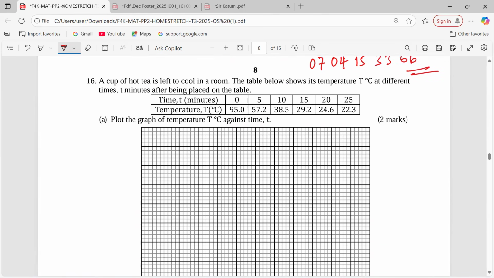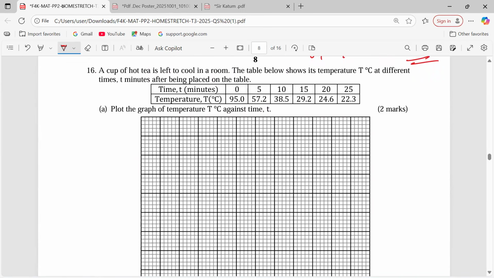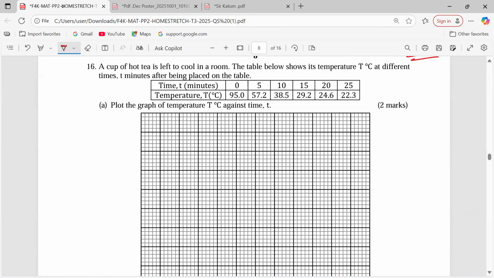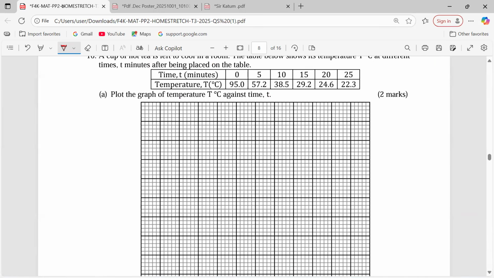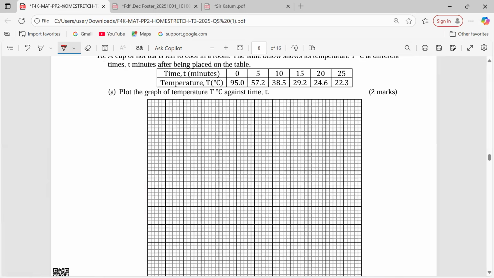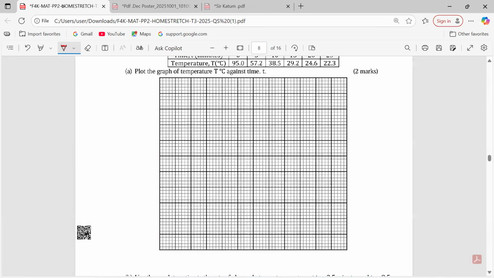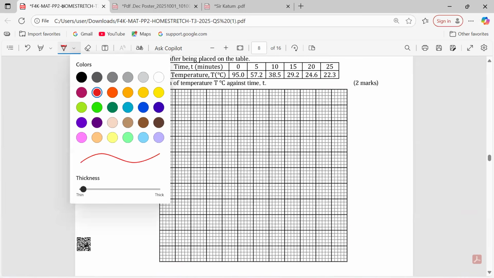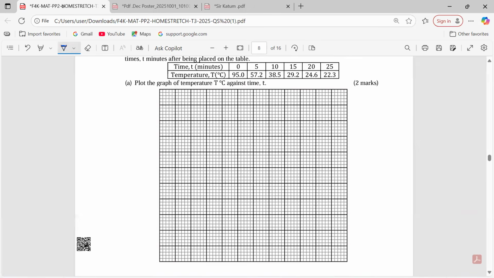Now we are told that a cup of hot tea is left to cool in a room. The table below shows its temperature T in degrees Celsius at different times t in minutes after being placed on the table. Then we're told to plot the graph of temperature T against time. When it is temperature against time, it means that the quantity mentioned first lies on the vertical axis. That one is a basic which is supposed to be understood.